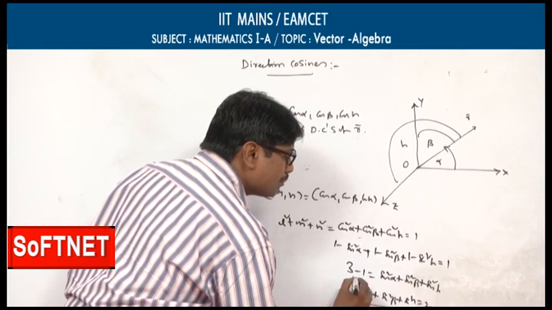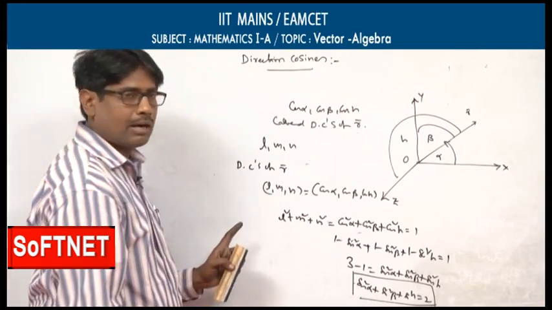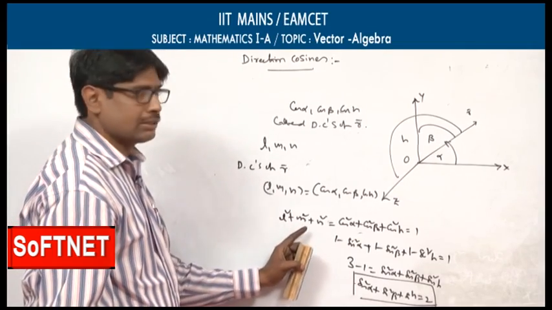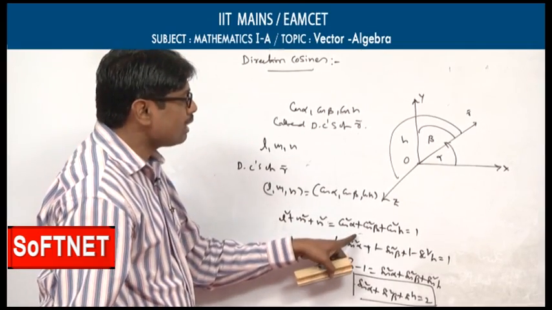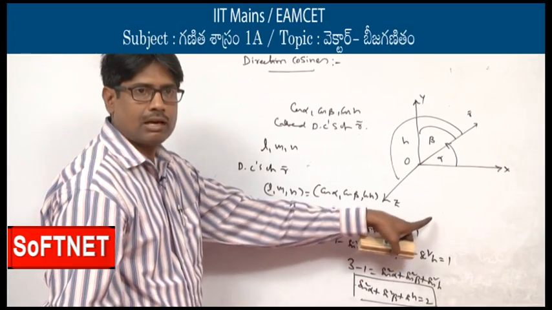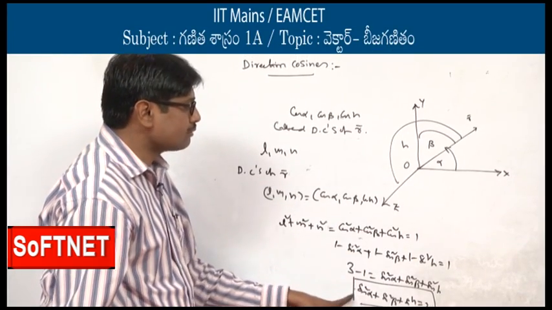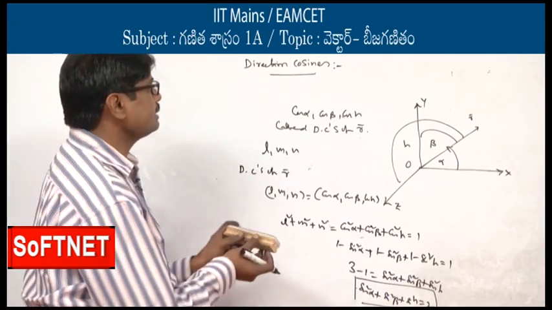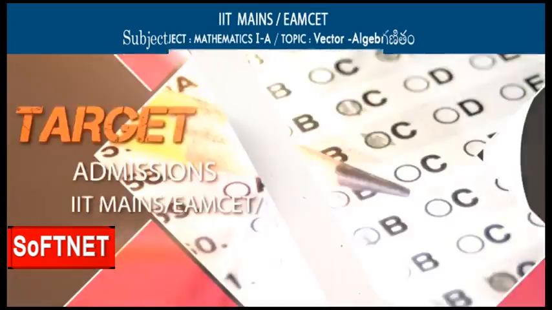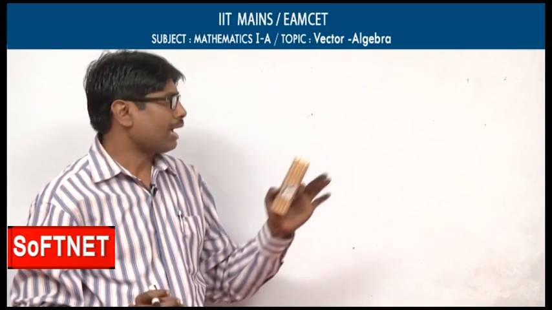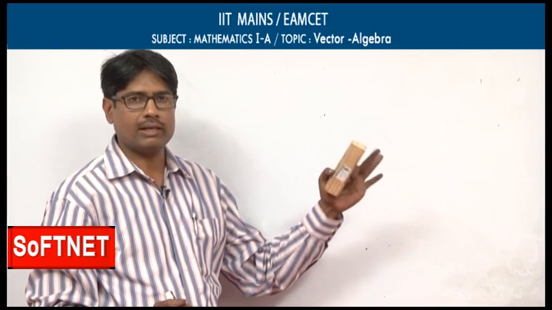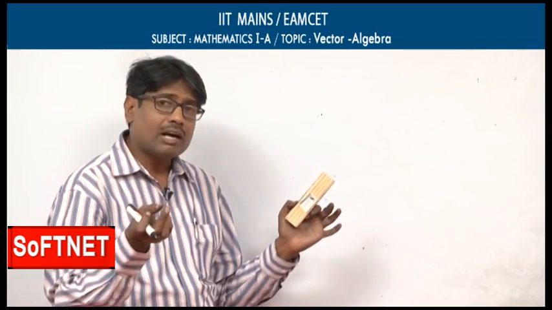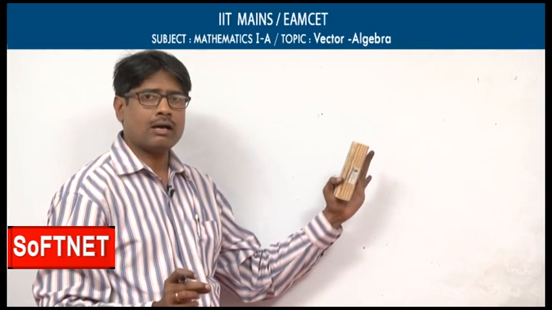If l, m, n are the direction cosines of R bar, then l square + m square + n square = cos square alpha + cos square beta + cos square gamma = 1, and sin square alpha + sin square beta + sin square gamma = 2. This is the direction cosines of a vector. Alpha, beta, gamma are the angles made by R bar with the coordinate axes. Then what will be the angles made by R bar in the opposite direction, or you may take the minus vector?